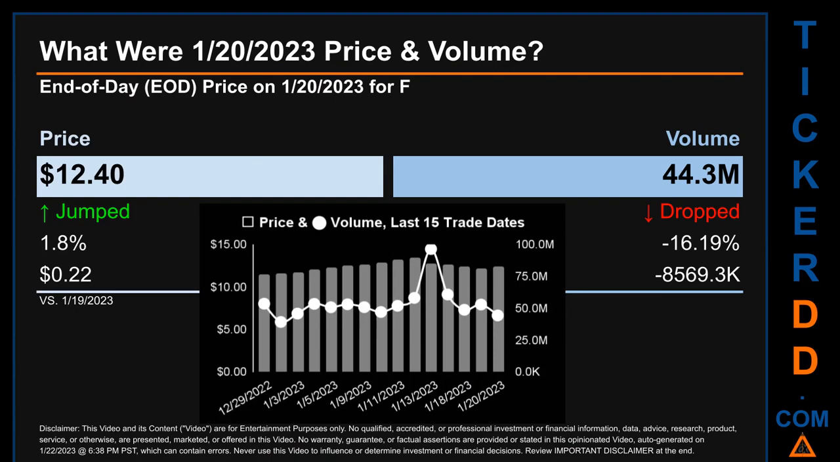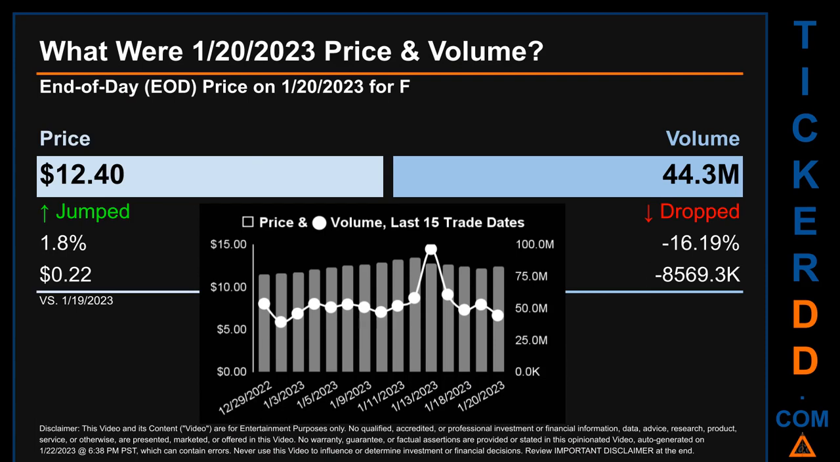What was end of day price and volume for F? On Friday, January 20, 2023, F had an end of day price of $12.40 and volume of about 44.3 million. Compared to the previous trading day, the price jumped 1.8%, gaining 22 cents, while volume dropped 16.19%, decreasing about 8,569.3 thousand.